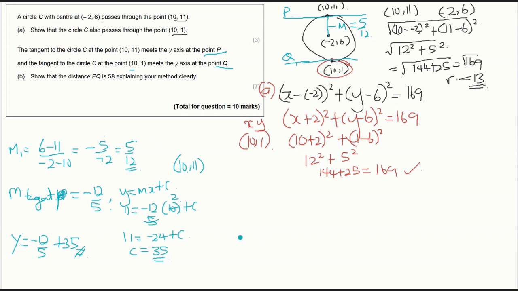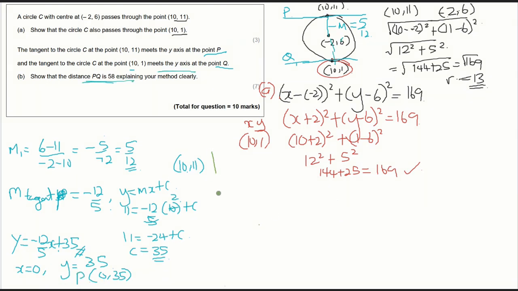Okay, done. Now this line cuts the y-axis at P. So when a line cuts the y-axis, x equals 0. So therefore y equals 0 plus 35, which is just 35. So the coordinate is 0, 35. Okay, this is for P.